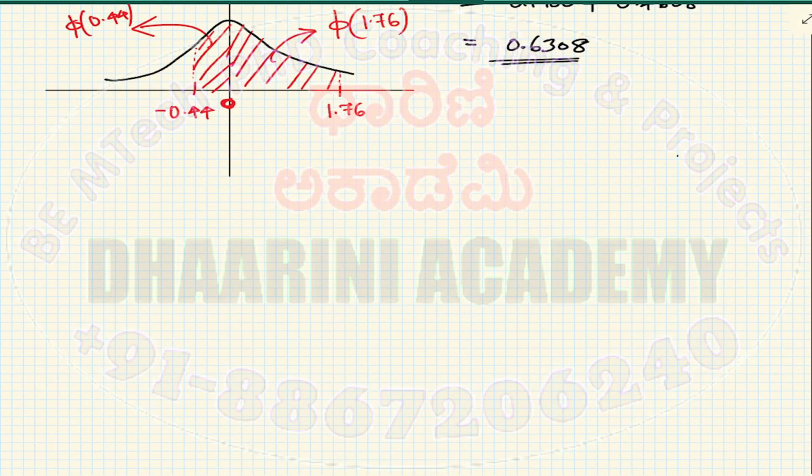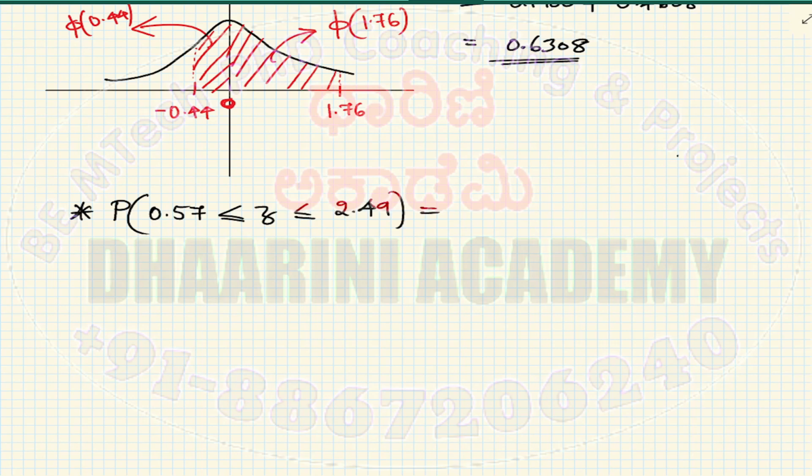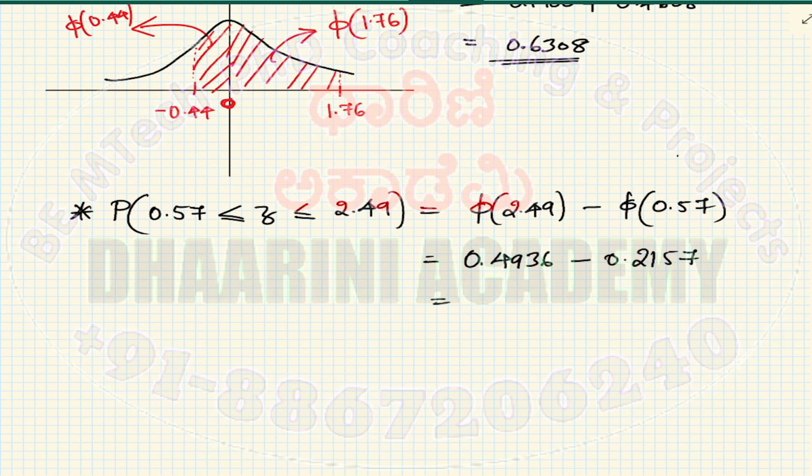Let us say we want to calculate now the probability that 0.57 is less than or equal to z less than or equal to 2.49. So we'll write this as phi of 2.49 minus phi of 0.57, equal to 0.7.